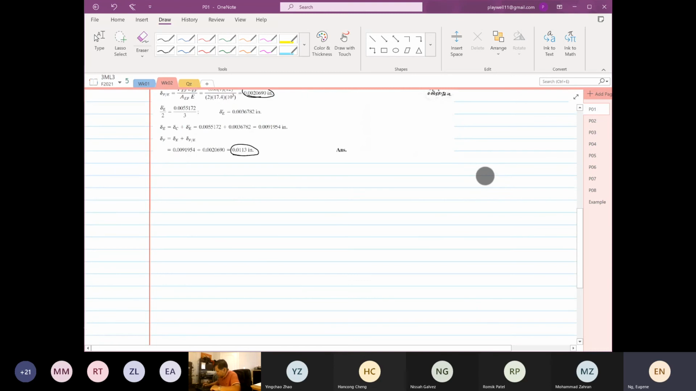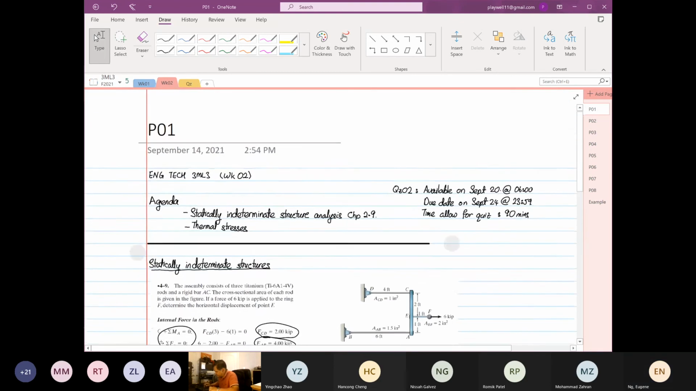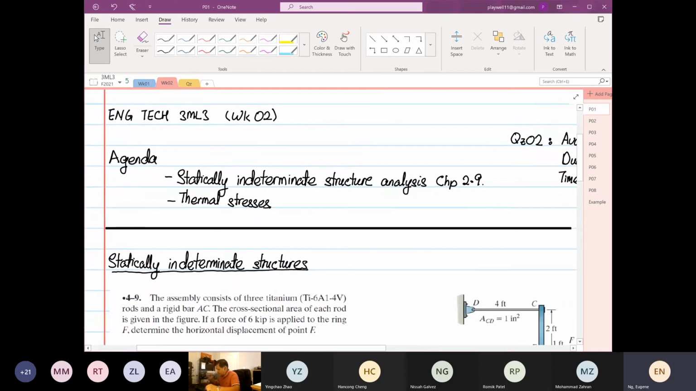So today's topic, we are going to look at statically indeterminate structure analysis. If you look at your textbook, it's in chapter 2.9, and then we are going to carry on with thermal analysis.